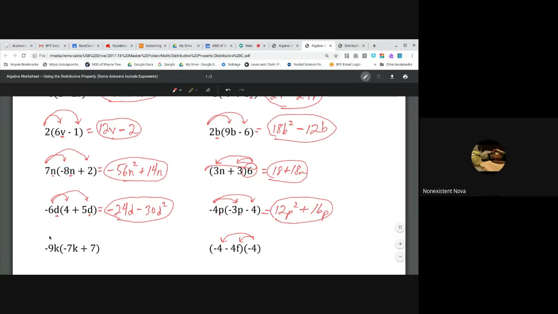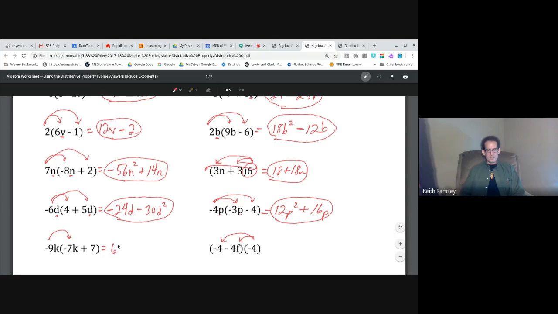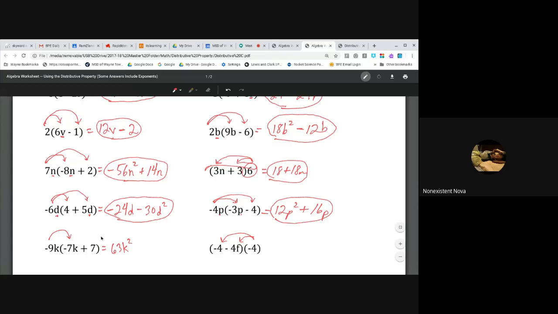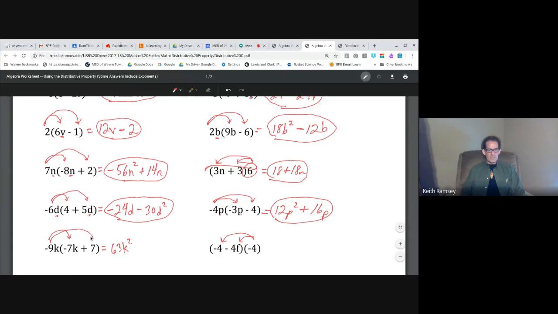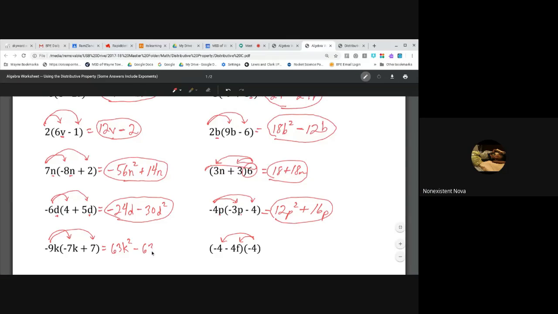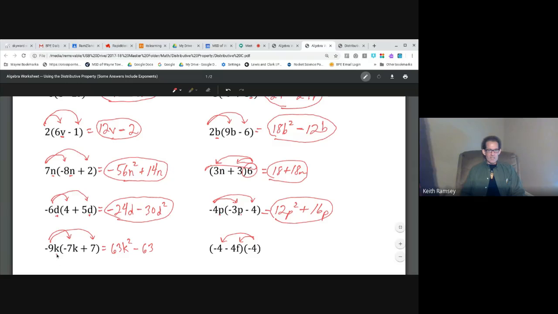Here I have a negative 9k times negative 7k. They're both negative, so my answer has to be positive 63. I have a k here and here, so I write k squared. Then I have negative 9k times positive 7. This one's negative, this one's positive, so my answer has to be negative 63. I have a k here but not over here, so this is just negative 63k. Check for like terms. I have the same variable.